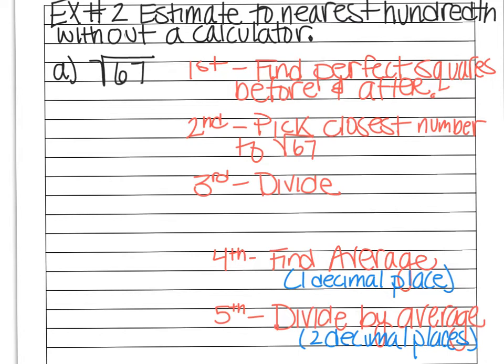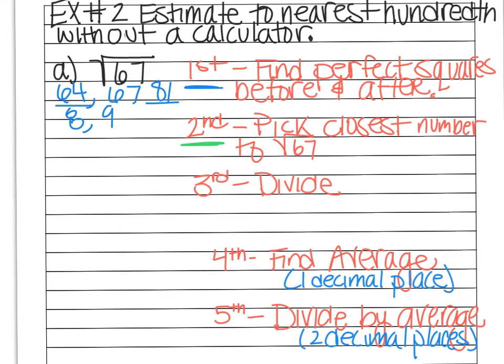So I know that 8 times 8 is 64, so that comes before it. And 9 times 9 is 81. So again, the two numbers before and after it would be 8 and 9. So that was the first step right here. The second step, which I'm going to do here in green, says pick the closest number to 67. When I look at 64 and 81, which of those numbers is the closest to 67? I would say that the closest number to 67 is 64.